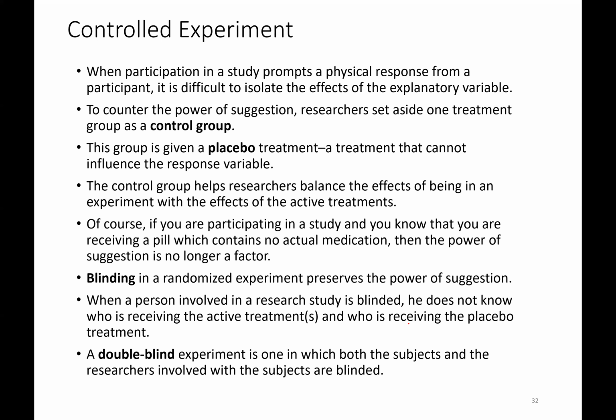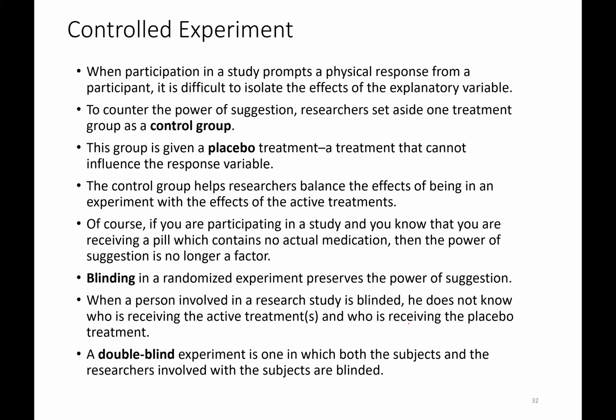If you know you're getting a placebo, you know it's not going to be doing you any good. So you cannot know that you are the group receiving the placebo. So it's called blinding. Blinding is a randomized experiment and it preserves the power of suggestion. So that means that you don't know what treatment you are receiving. When a person involved in a research study is blinded, he does not know who is receiving the active treatment and who is receiving the placebo.